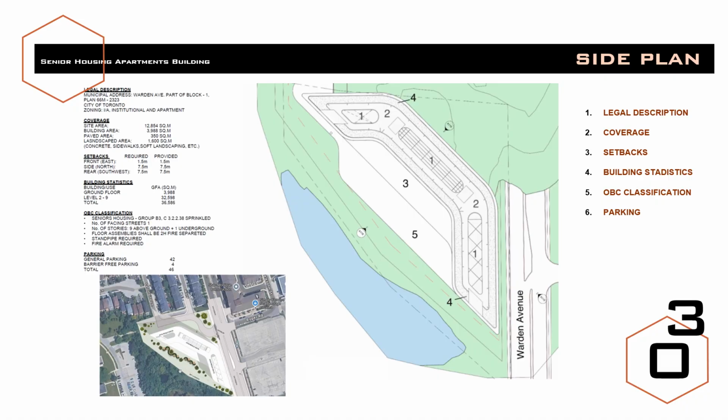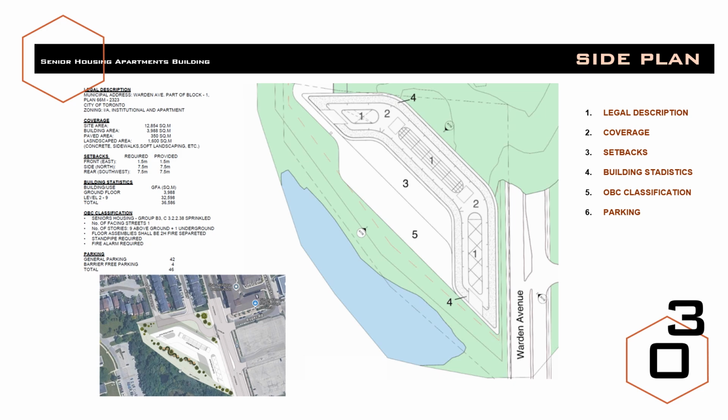This is the site plan. The site plan includes the legal description. The building is at the municipal address Warden Avenue, Scarborough, City of Toronto. The zoning is institutional and apartment. The site area is 2,854 square meters. The building area is 3,988 square meters. The required setback is 1.5 and we provide 1.5, and on the north side and rear southwest it is 7.5 meters.